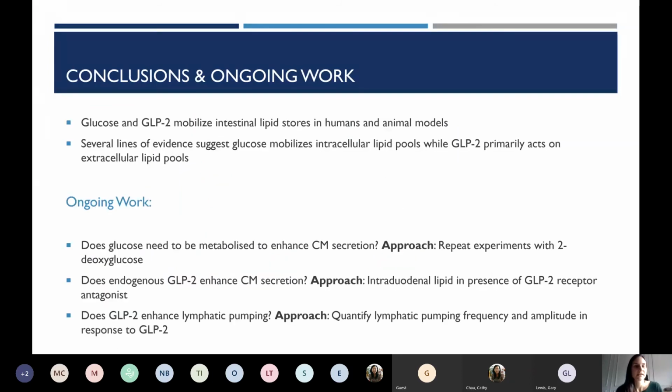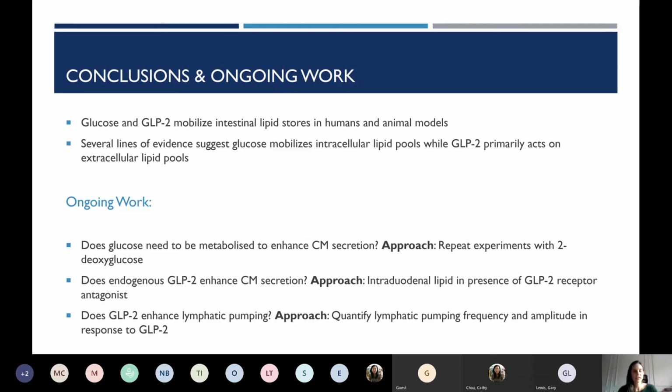So in summary, we see that both glucose and GLP-2 mobilize intestinal lipid stores in humans and animal models. And several lines of evidence suggest that glucose is mobilizing those intracellular lipid pools, while GLP-2 is acting on extracellular lipid pools. And we have a lot of questions coming from this work.